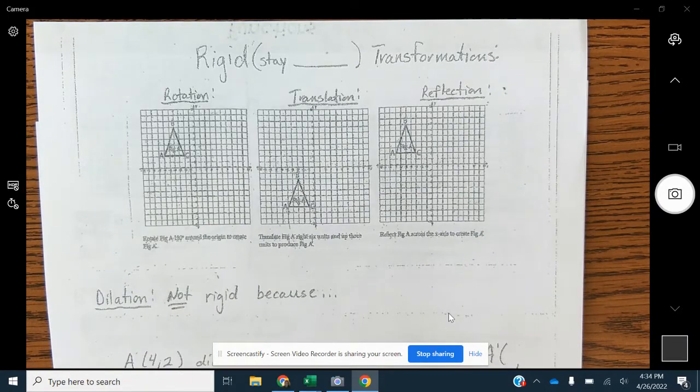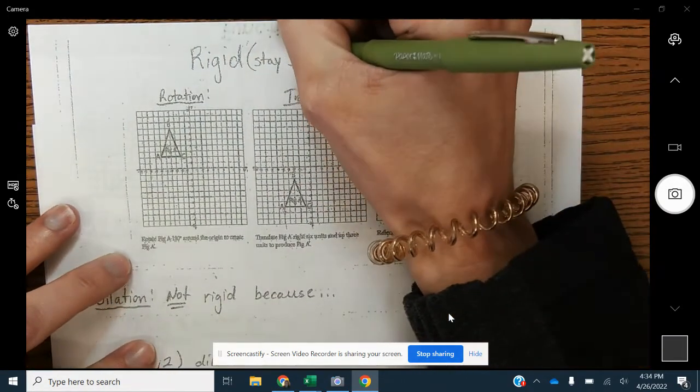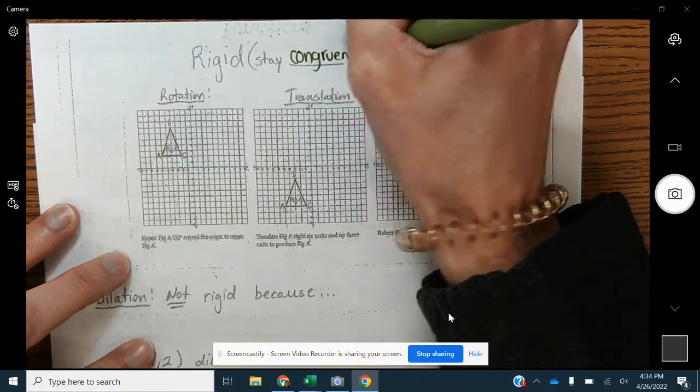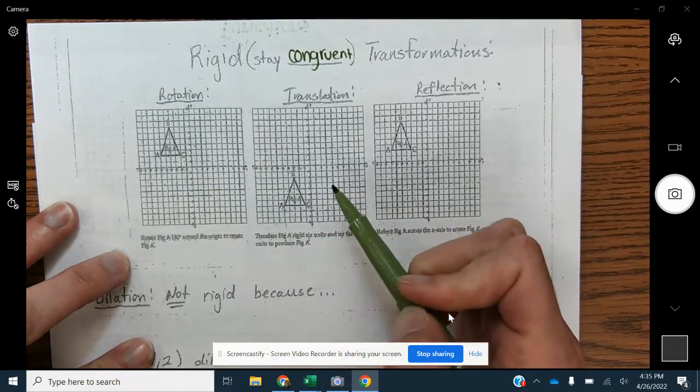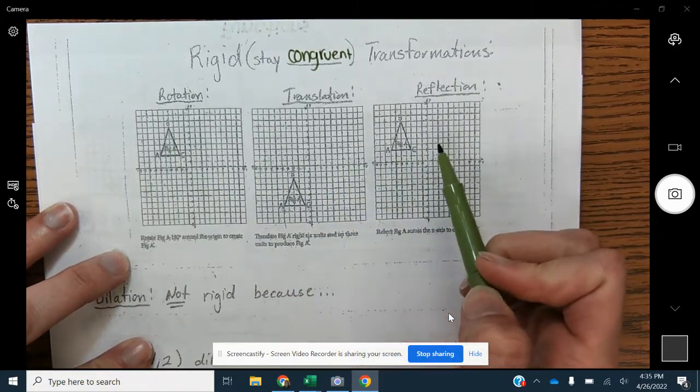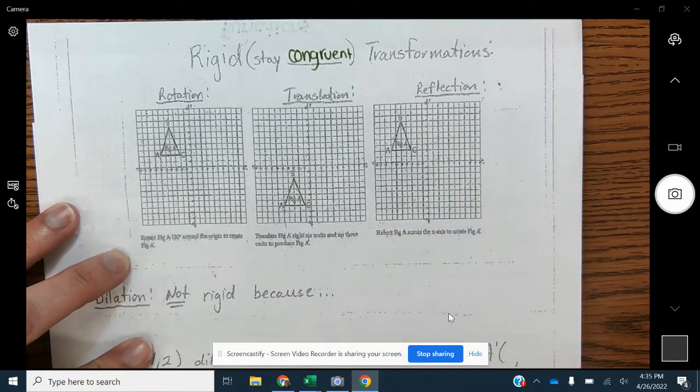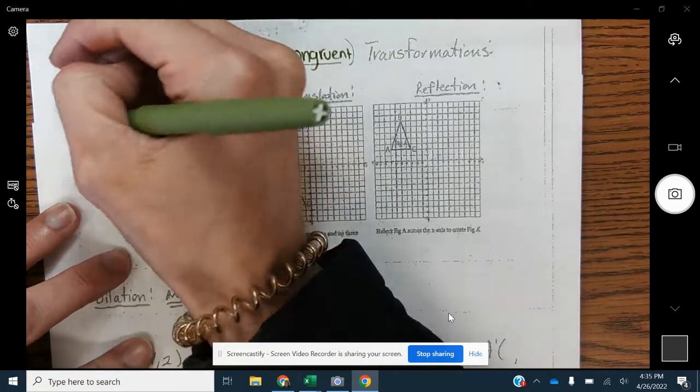Okay? So, rigid is going to mean that they stay congruent, rigid transformations. Okay, we have a rotation, a translation, and a reflection. Okay, we're going to look at triangle ABC. So the first thing you're going to need to do is find the coordinates of the original triangle.